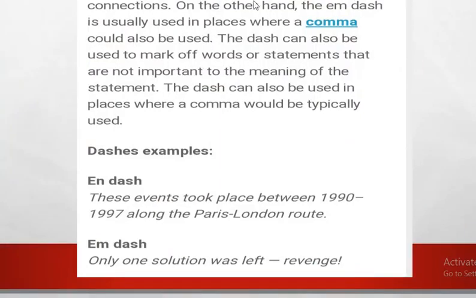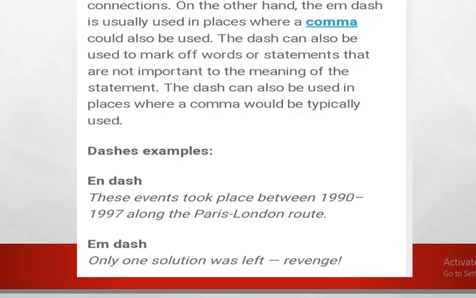The en dash often shows range or connections. On the other hand, the em dash is usually used in places where a comma could also be used. The dash can also be used to mark off words or statements that are not important to the meaning of the statement, in places where a comma would typically be used.